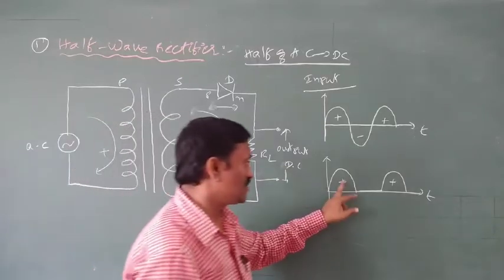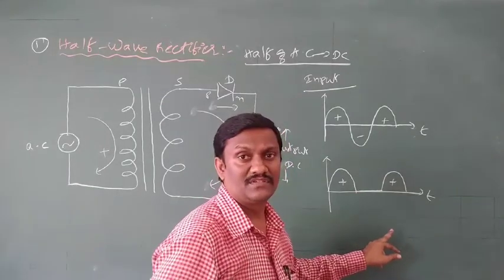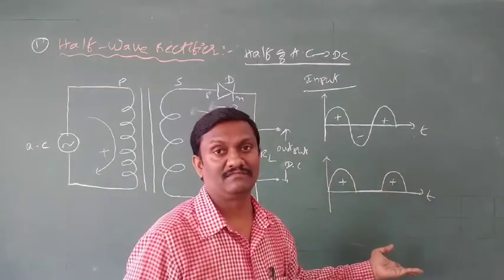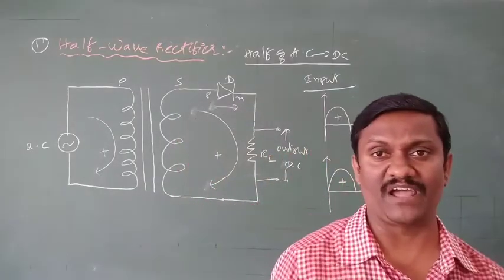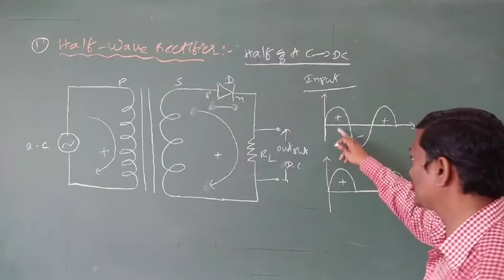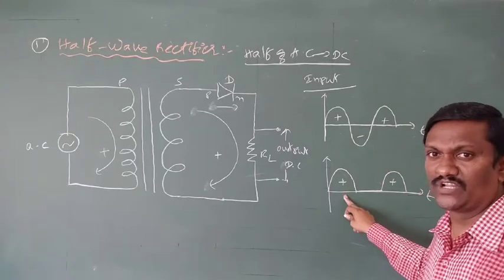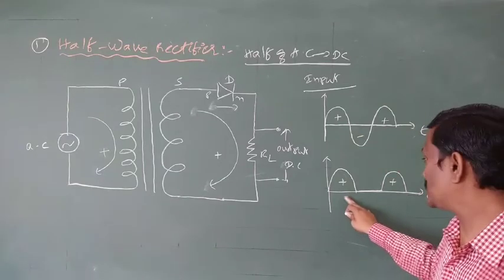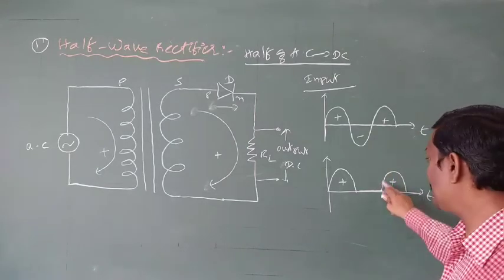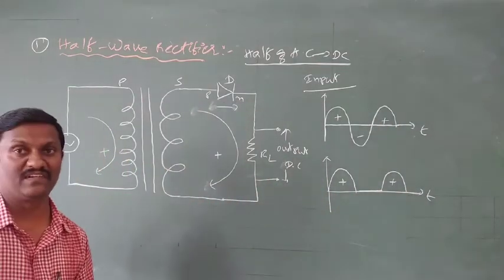So in this way, every positive half cycle is converted to DC, and the negative half cycle is not converted to DC. A device which converts half of the AC to DC, only the positive half cycle, is called a half wave rectifier. Their working has two steps. During the positive half cycle, the diode is in forward bias and the positive current is converted to DC. During the negative half cycle, the diode is in reverse bias, meaning no current; negative current is not applied across RL. And again positive current. So every positive half cycle is converted to DC. That kind of device is called a half wave rectifier.